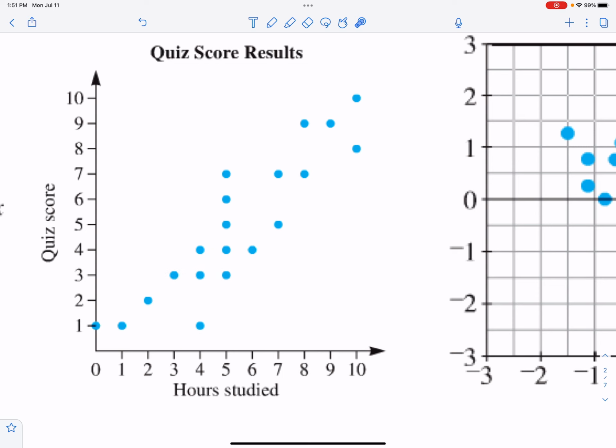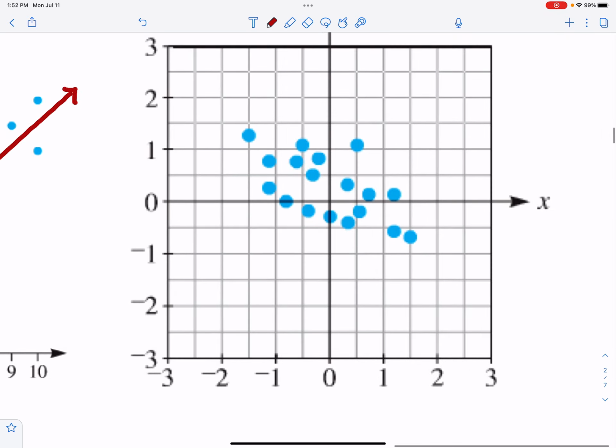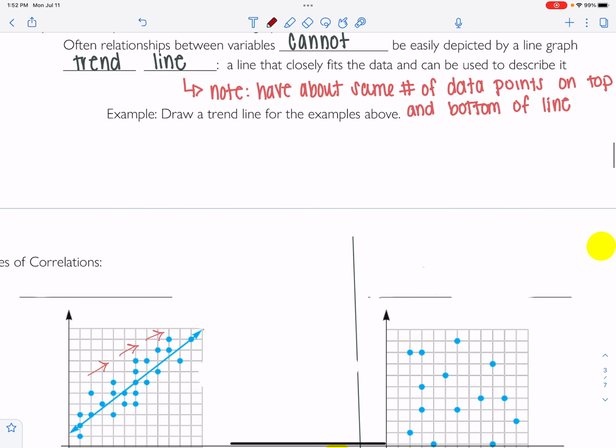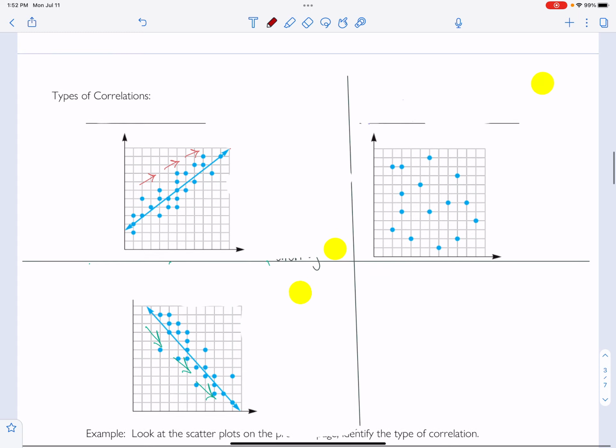But something like this would be pretty close to a good trend line. And then over here, these kind of look random, but they are gradually going downhill ever so slightly. And so that would be a good picture of a trend line. Mine may be able to slope a little bit more downhill, but it kind of follows the dots. So let's look at what that means specifically.